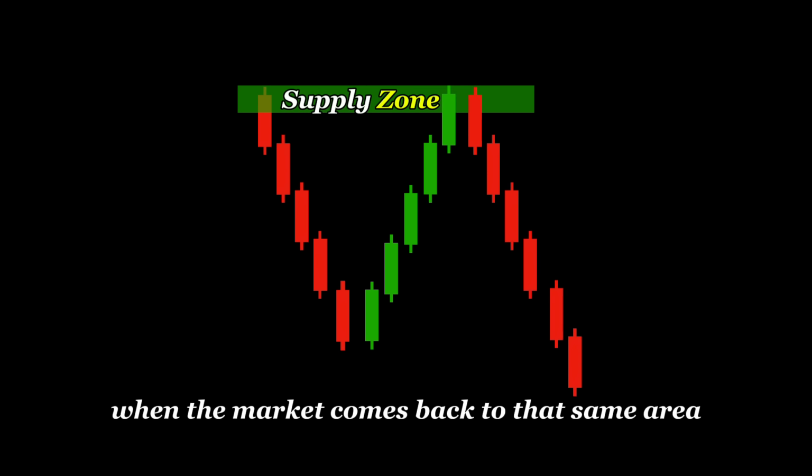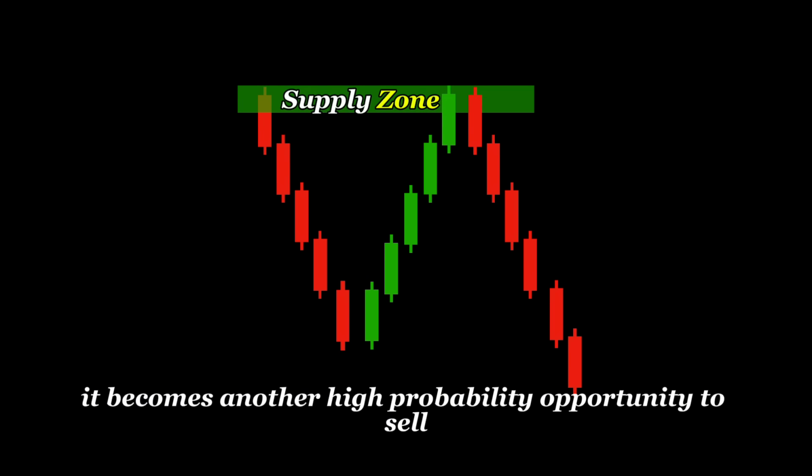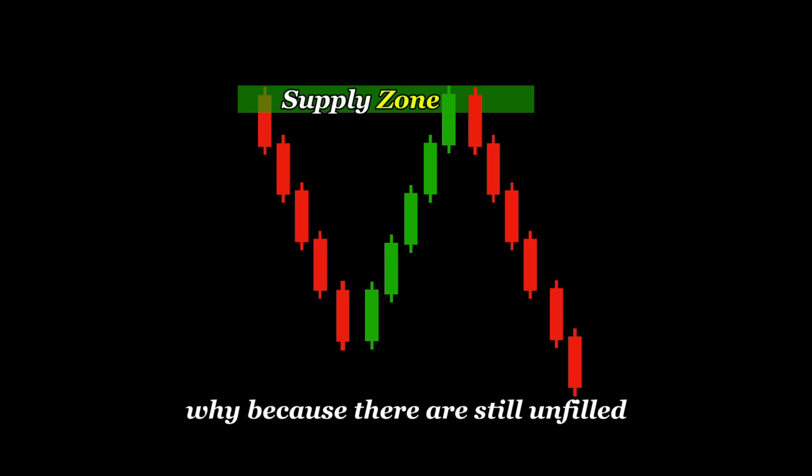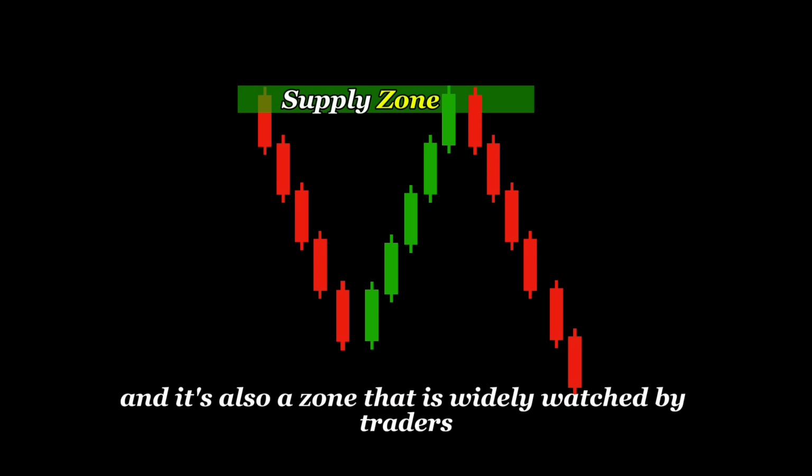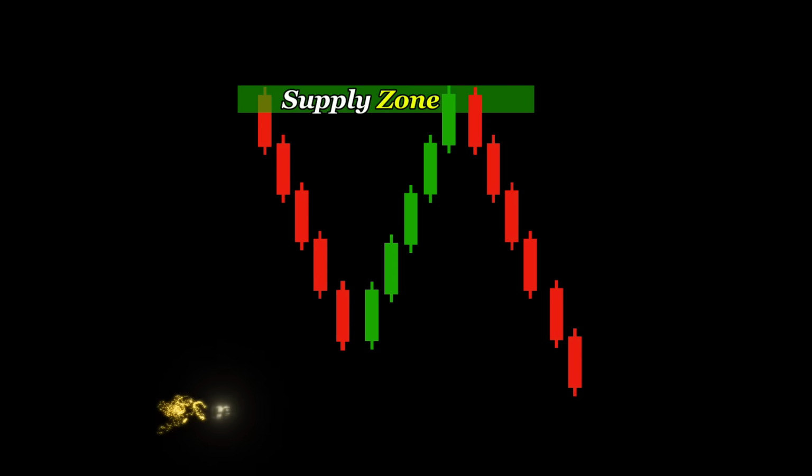When the market comes back to that same area, it becomes another high probability opportunity to sell. Why? Because there are still unfilled institutional sell orders waiting at that level. And it's also a zone that is widely watched by traders around the world.